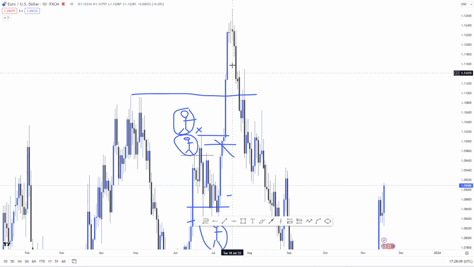The buyers are becoming exhausted. So the buyers are starting to die off because price is now entering a what? Price is entering a premium level. And now price is beginning to enter a premium level. Sellers are starting to come back into the market.